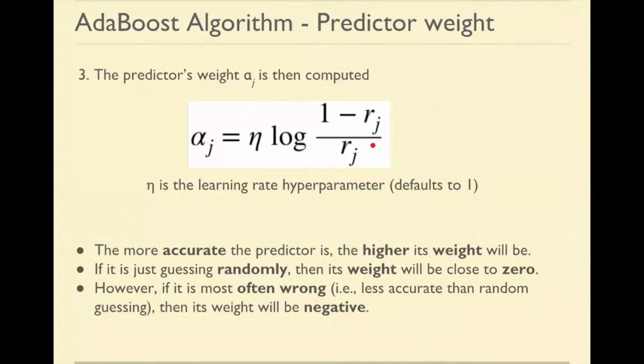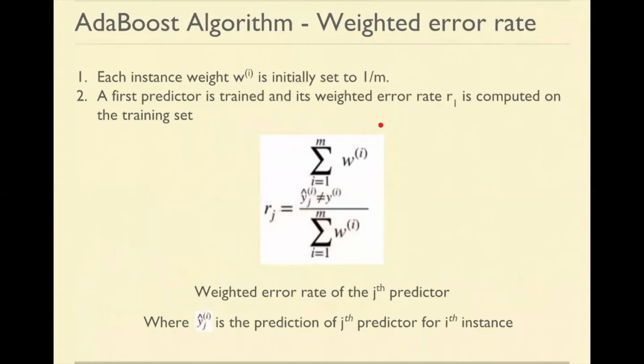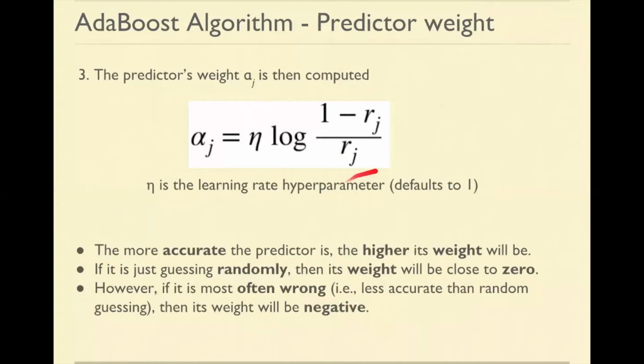What do we call this? This is called the error rate. So Rj is the error rate, and if Rj is a really small number, this is going to be a big number. If Rj decreases, this number is going to increase. And if there is more error rate, then this number is going to be small.